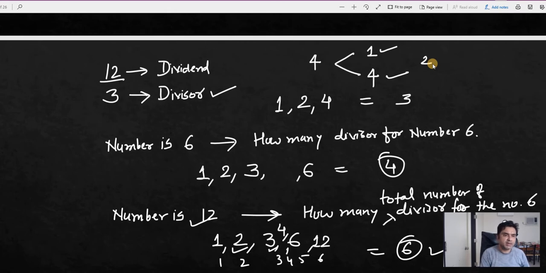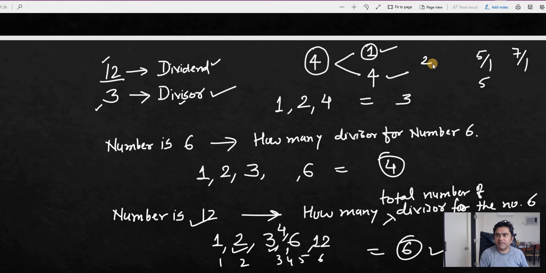Now let us understand what is a divisor. So let's say 12 divided by 3. So 3 is a divisor and 12 is a dividend. For example, let's say the number 4. Now if I want to find out how many numbers are exactly divisible into 4, 2 numbers are very common. Number 1, so any number, let's say 5, is divisible by 1, 7 is also divisible by 1, and the number itself, for example, 5 is always divisible by 5, 7 is always divisible by 7.